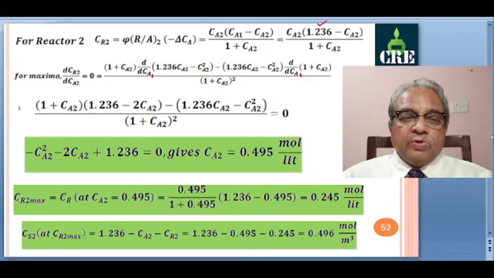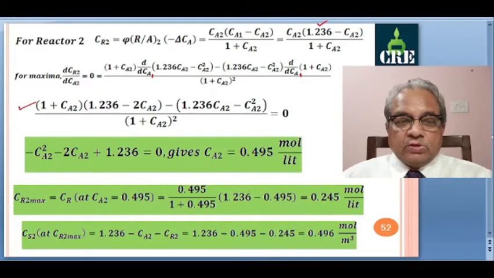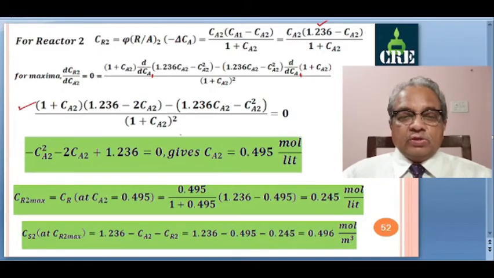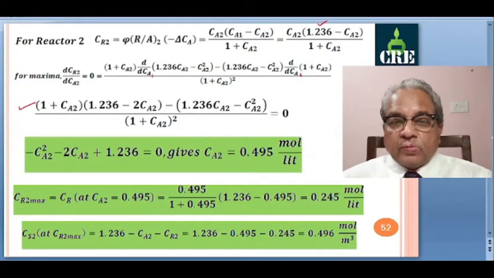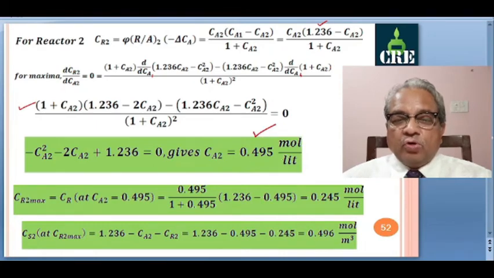We have done this many times, so I will not explain this now. It's not necessary, and anyway, this is 12th class mathematics, finding out maxima. Minus CA2 square minus 2CA2 plus 1.236 is equal to 0. And this you solve, your significant root is 0.495 moles per liter. This is the value of CA2. Similarly, you find out this CR2, which is the maximum value, at this. So substitute this value of CA2 here in this equation.